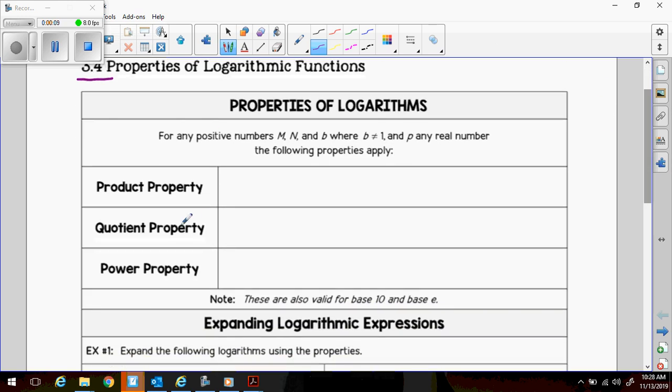So the product property is if we have a log with base b of m times n, then we can expand this, and this will be log base b of m plus log base b of n.